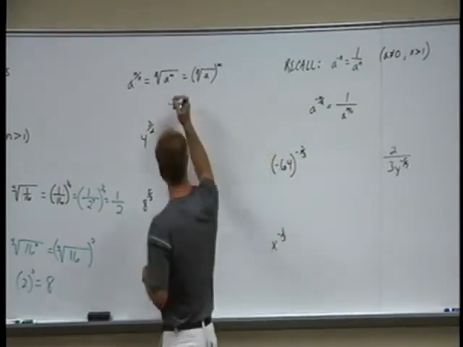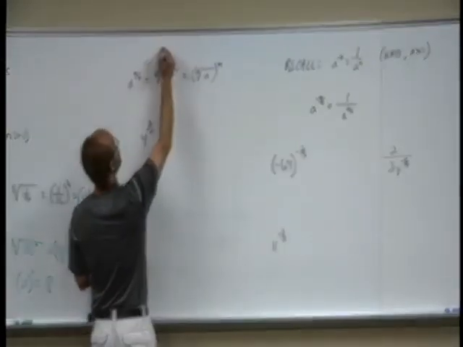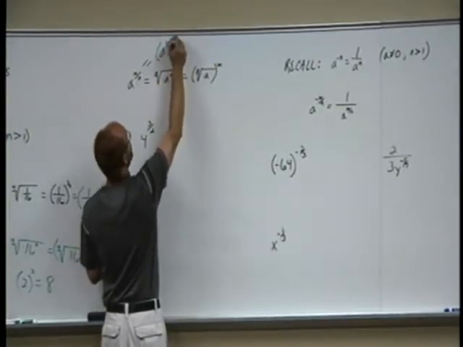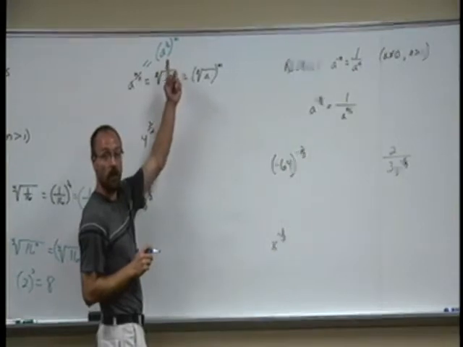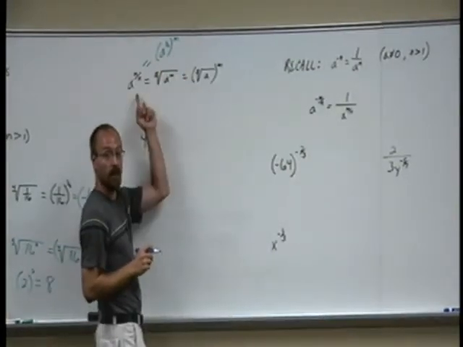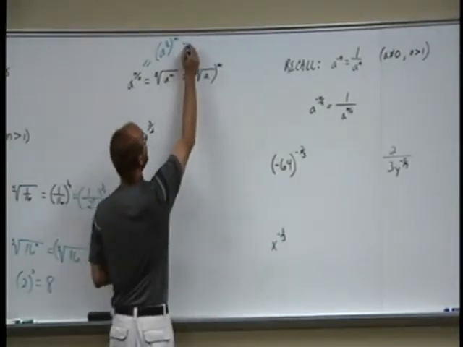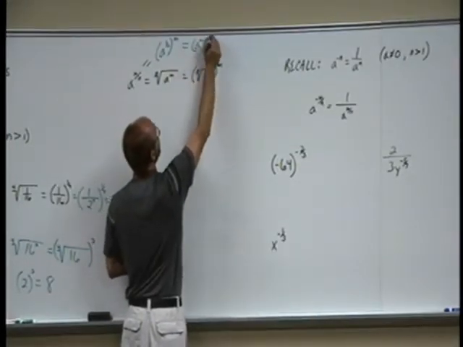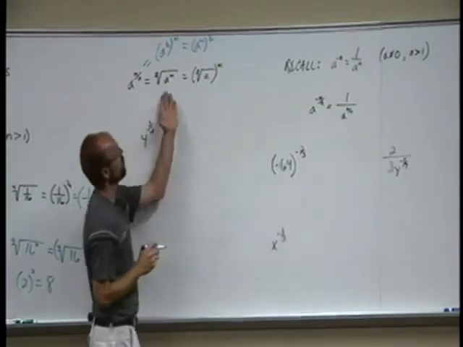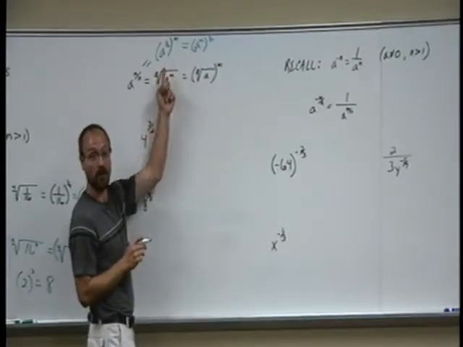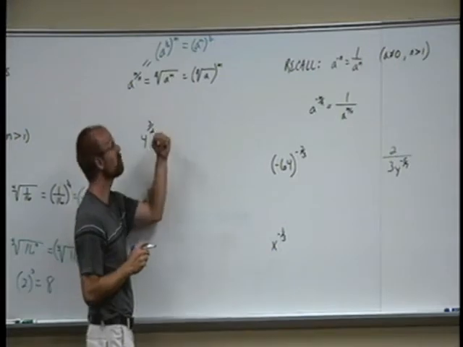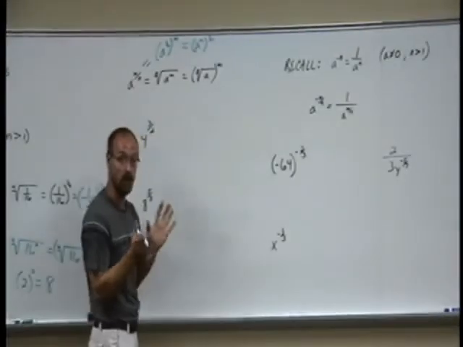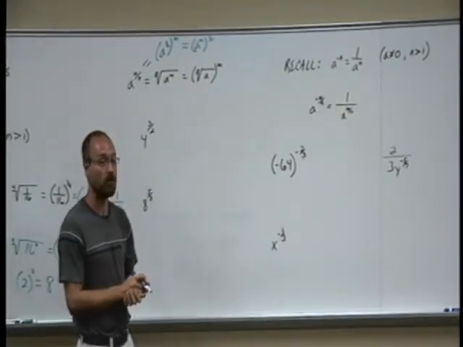Let me just rewrite this for a moment. We can say this is a to the 1 over n raised to the power of m, because if I multiply 1 over n times m, I get m over n. Or I can write it as a to the m raised to the 1 over n. So that's essentially what we're saying. We can write fractions as radicals, and vice versa. So radicals are nothing more than fractional exponents.